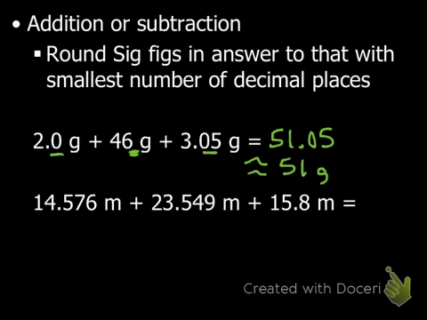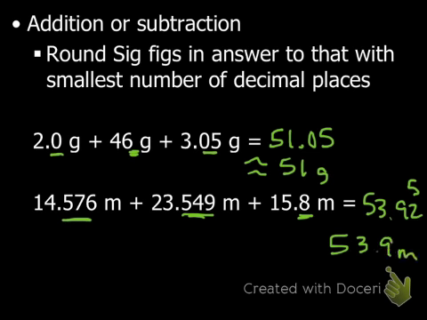Okay, let's look at our next one. This one has 3 decimal places. This one has 3. This one only has 1. So when I add those together, I get 53.925. So I have to round it to 1 decimal place. So I round it to 53.9 meters.